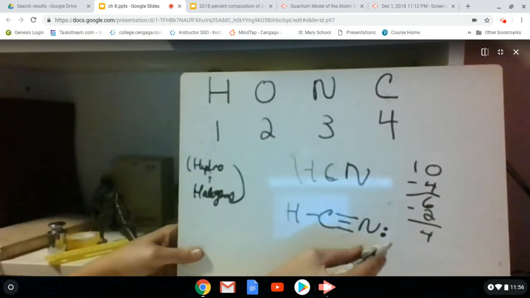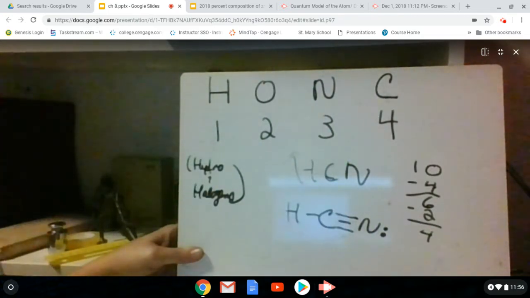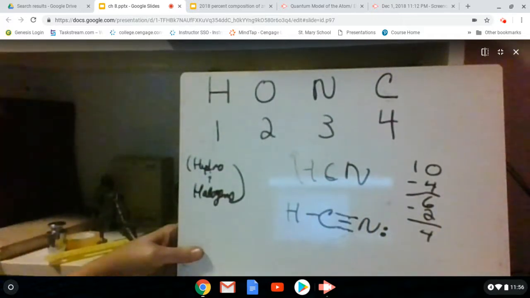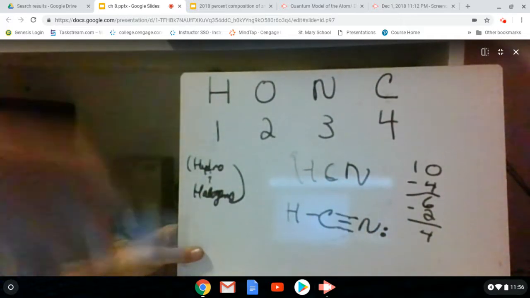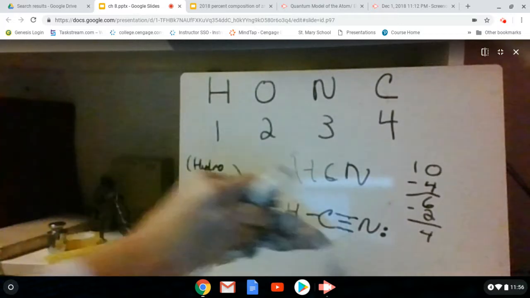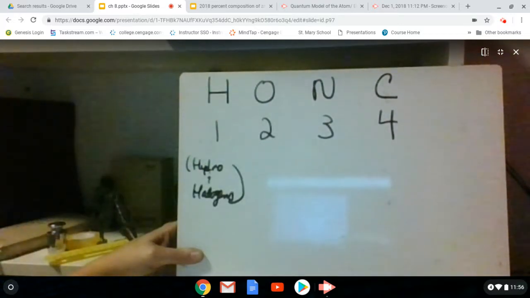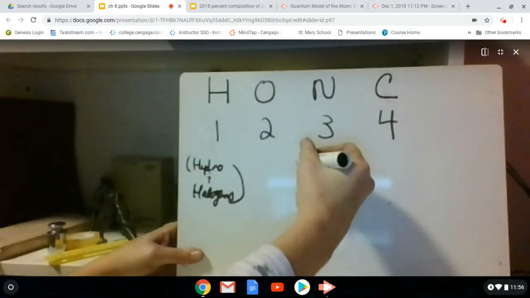I will tell you, sometimes it takes trial and error. So you might want to use a pencil when you're trying these. Now we know that nitrogen can make up to 3 bonds. We know that carbon can do 4. Use the honk rule to help you. Okay. Last one.